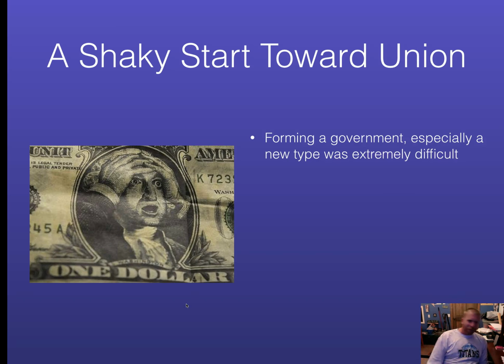Forming a national government was pretty difficult, especially a new type. It was extremely difficult. There's not really any examples to follow unless you go all the way to ancient Greece. There's a lot of philosophy and political rhetoric going around, but it's hard to put into action.